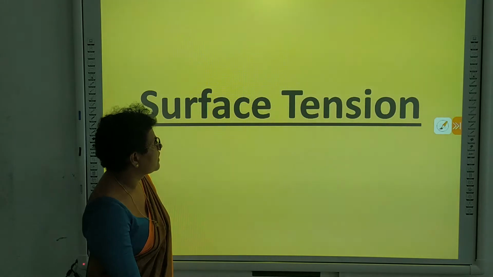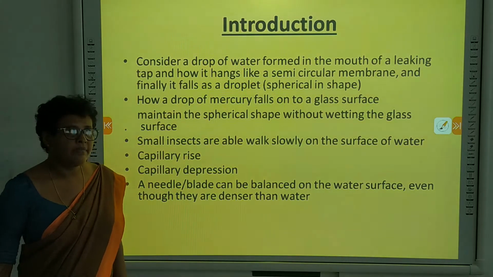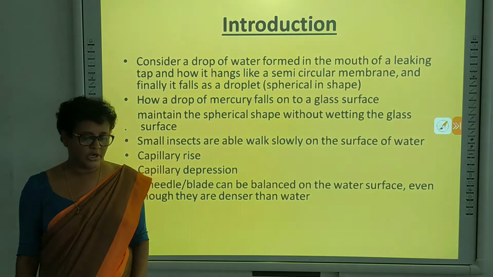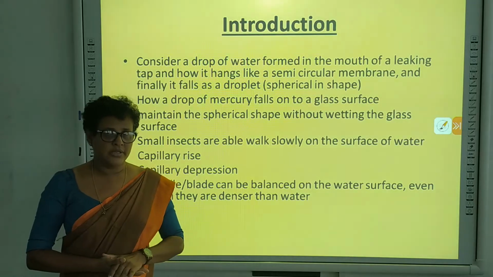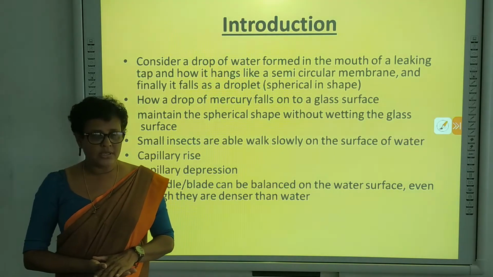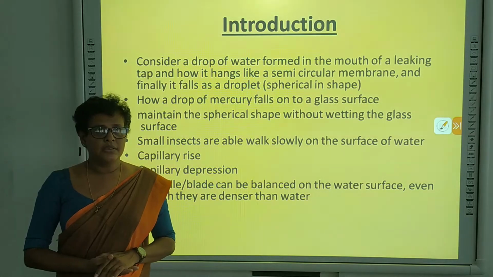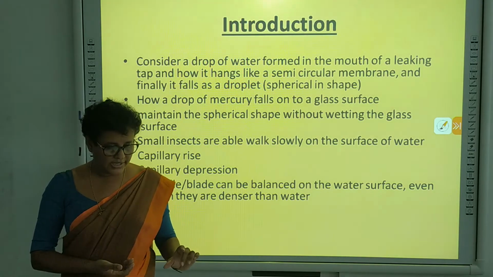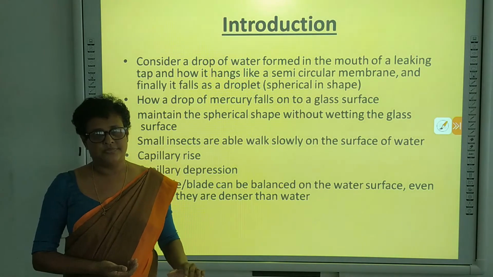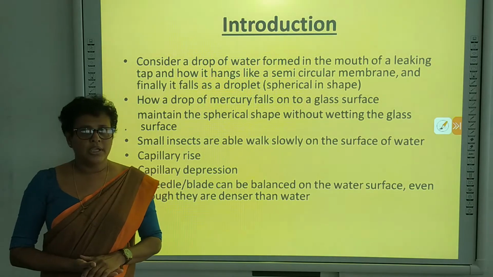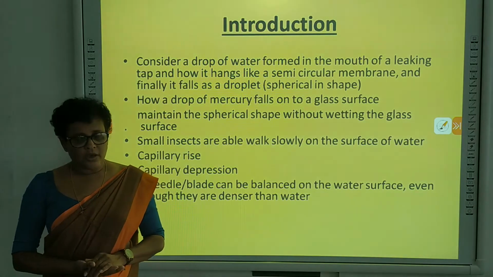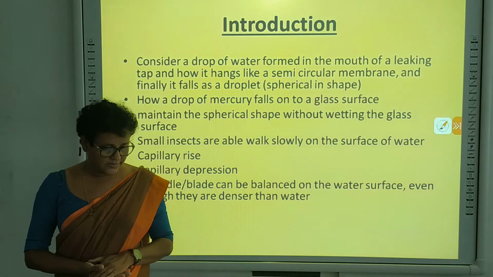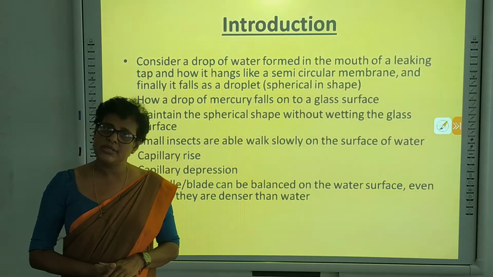Now we'll find out where we can find this surface tension in our day-to-day lives. If you keep a water beaker or a water tank or a reservoir, you can see the surface of that is like a stretched membrane. That we can prove. If you keep a needle slowly, without disturbing the surface, on the surface of the water, it will float because of this surface tension.